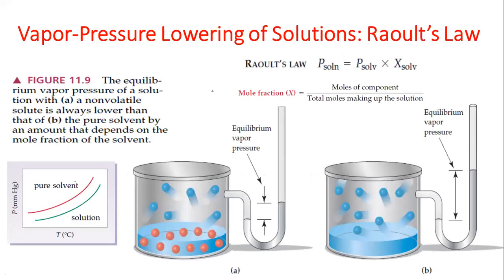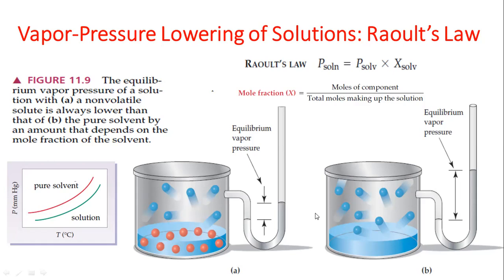So what is the lowering of the vapor pressure? That means a non-volatile solute is dissolved in a solvent, and one of the examples is sodium chloride. It dissolves in the water. This is the non-volatile solute, sodium chloride, and the water is the solvent over here.